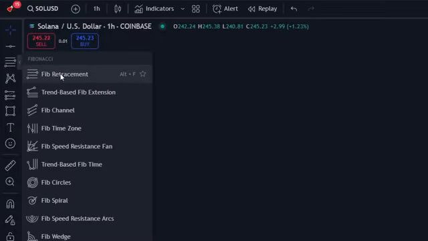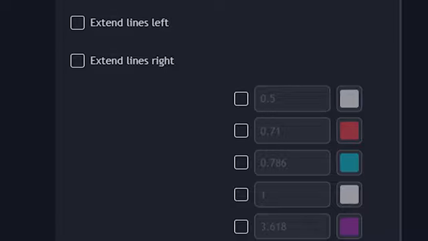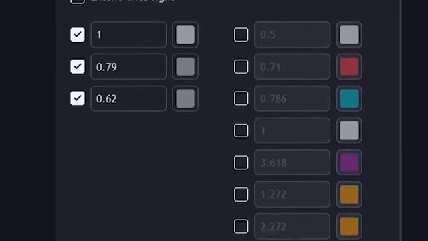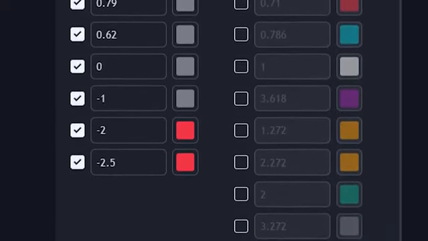So this stop loss and take profit strategy is all good and all, but there's a little trick you can do in order to get even better take profit areas. First, you want to grab your Fibonacci retracement tool on the left. Next, go to the settings and make sure you're on the styles tab. And you're going to want to change these values to 1, 0.79, 0.62, 0, -1, -2, -2.5, and -4.